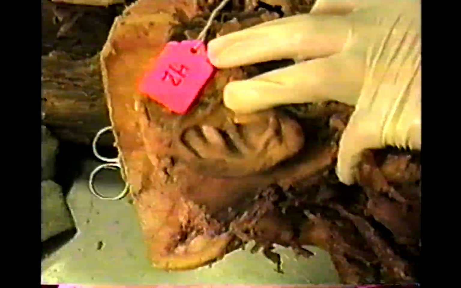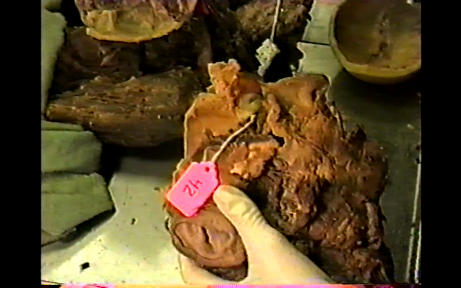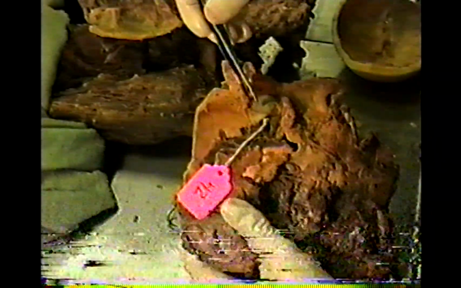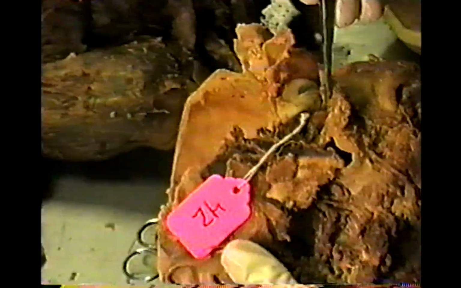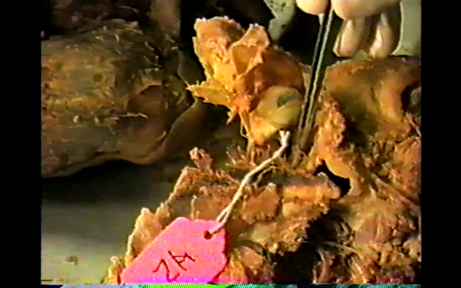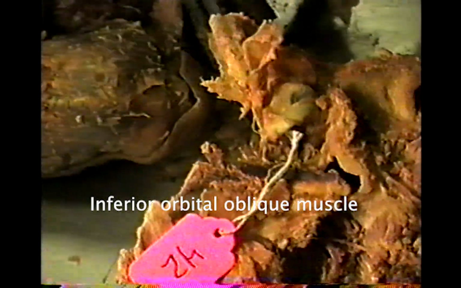And if we look at this side, this is the orbit where the lateral orbital wall has been removed. Taking its origin from the inferior aspect of the orbit and wrapping around laterally would be the inferior oblique. Right here, that's what was tagged. Inferior oblique.